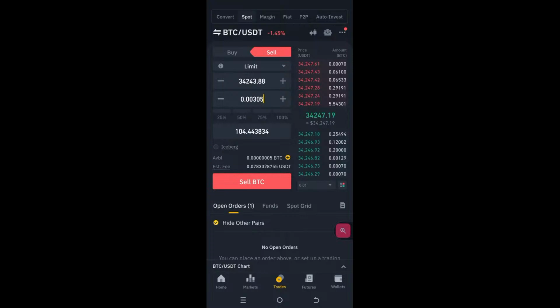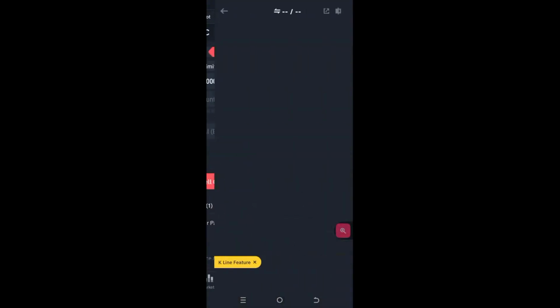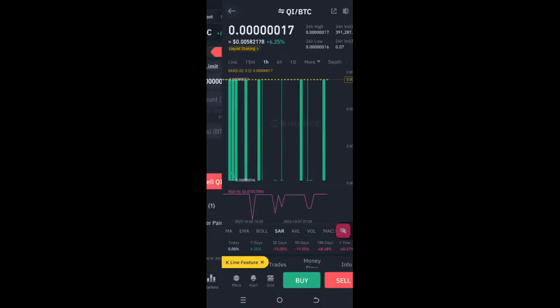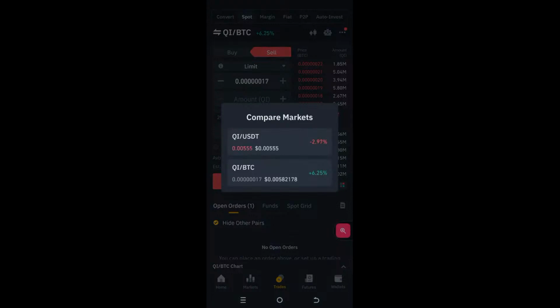So let's go back into QI BTC or QI USDT and check the compare markets. I want to show you something now, because this looks so good. It looks like 4%, right? But really, it's not 4%. Let me show you why I'm saying that. Because for us to carry out this trade, we need to look at the order book. Very, very importantly, right? So I'm going to go back into my QI USDT.